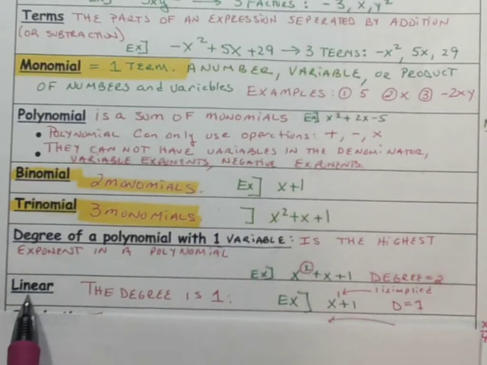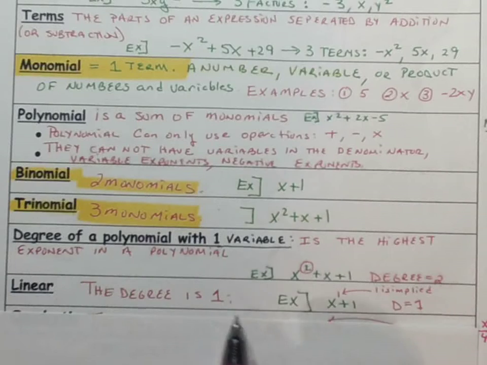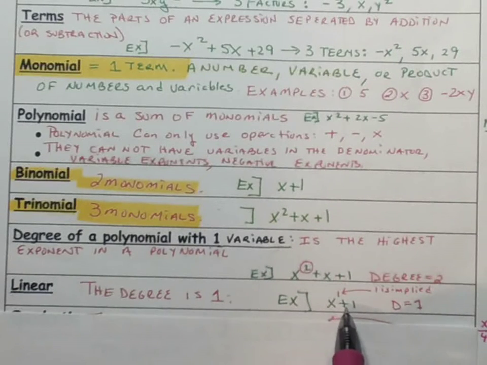So a linear polynomial has a degree of 1. So x plus 1 is a linear polynomial because there's an implied 1 here. The degree is 1. So this is called a linear binomial.